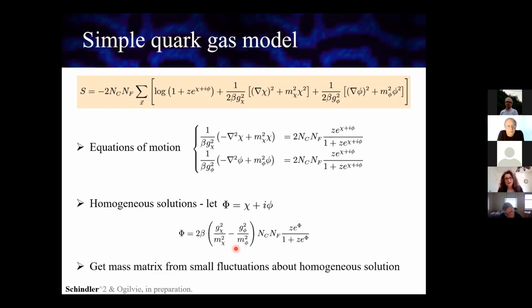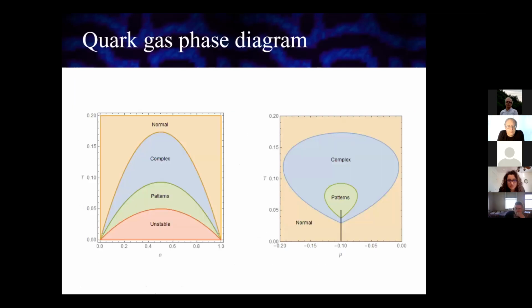I've only got a few minutes left, so let me go on and show you the phase diagram. For the simple quark gas, our phase diagram looks like this. In the NT plane, we have an unstable region. There's this disorder line where it touches the patterned region. We're going to have a critical endpoint going up here and a critical line. There's a pattern forming region, and then there are these complex and normal regions that behave the same.